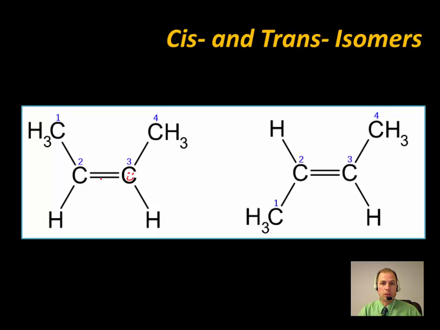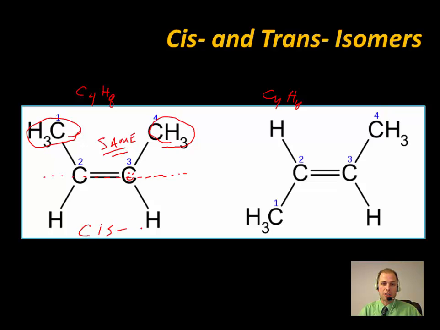Same numbers of carbons, 1, 2, 3, 4 carbons, so C4. And now if we look at our numbers of hydrogens, 3, 4, 5, 6, 7, 8, H8. Both have the exact same chemical formula, but something's different about them. What is it? Well, here, if you were to draw a plane at the double bond, you can identify how your two functional groups or methyl groups are both on the same side of that double bond. And when that occurs, we refer to this as the cis configuration of that isomer.